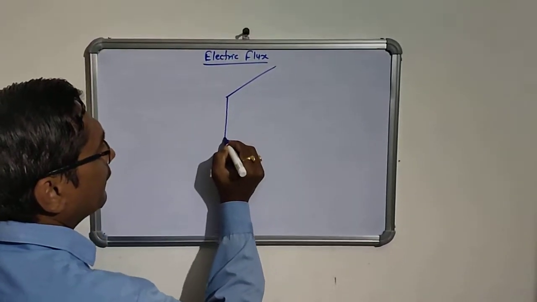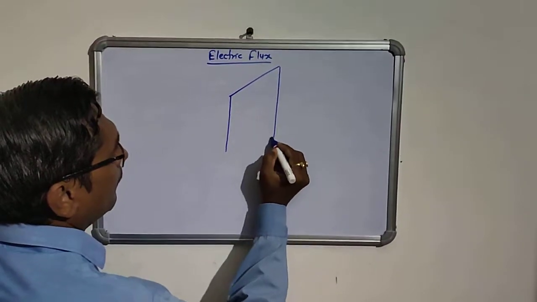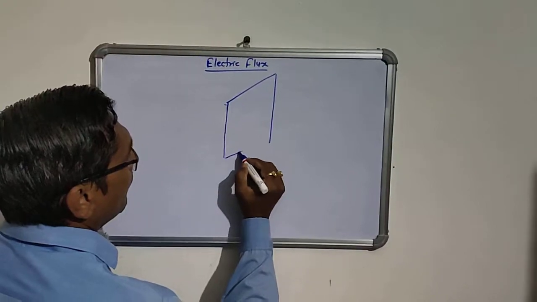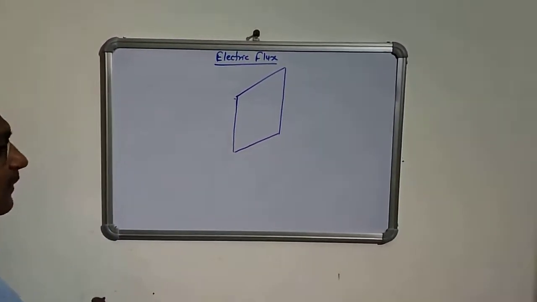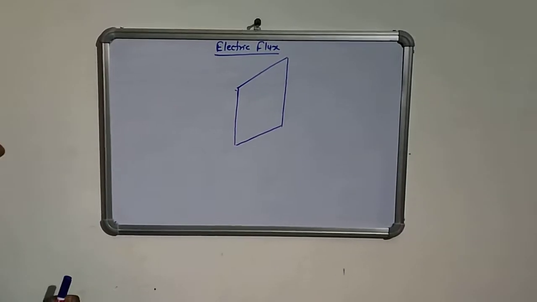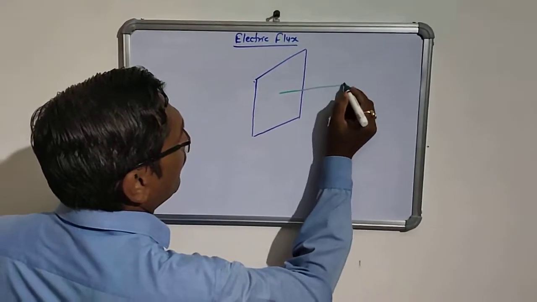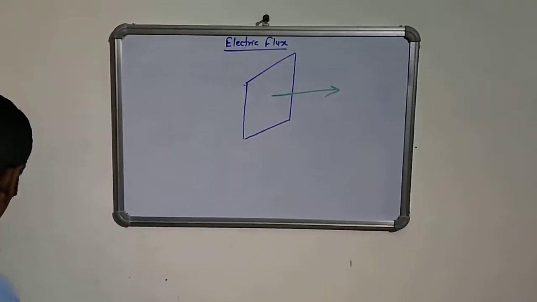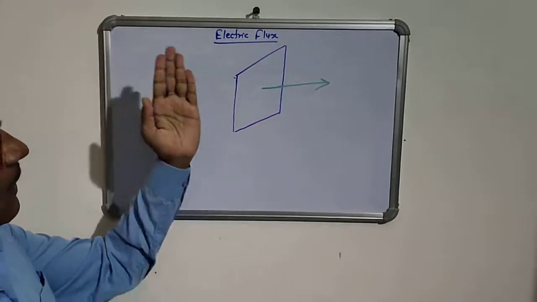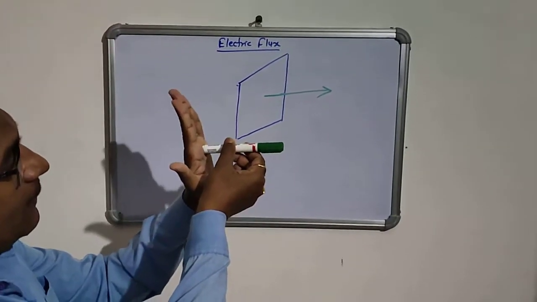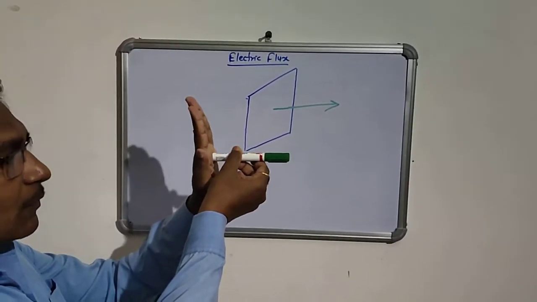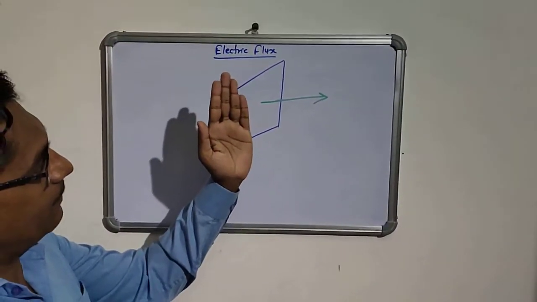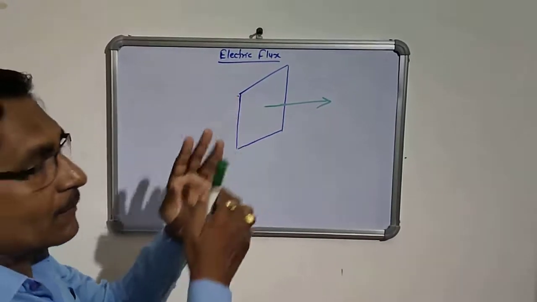Suppose it is a surface, a plane surface, and the normal of this surface is this. This is the normal. Suppose this is the surface and the normal acts like this. Normal is the perpendicular to the surface, and this surface is represented in this direction. Okay, and this is the normal.